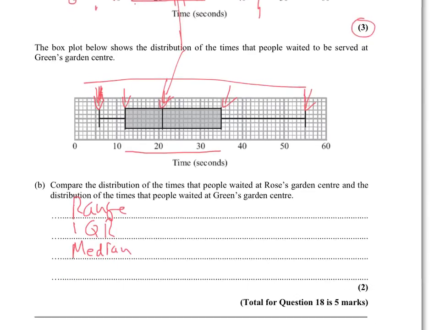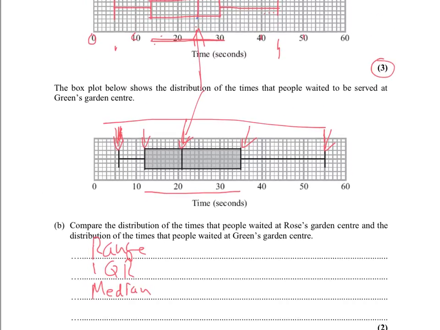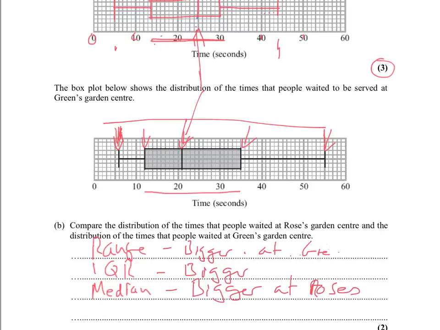So I would just write it down like this: the range is bigger at Rose's, the interquartile range, and the median was bigger at Rose's, wasn't it? My fault. The median was bigger at Rose's, the interquartile range and the range were bigger at Green's.